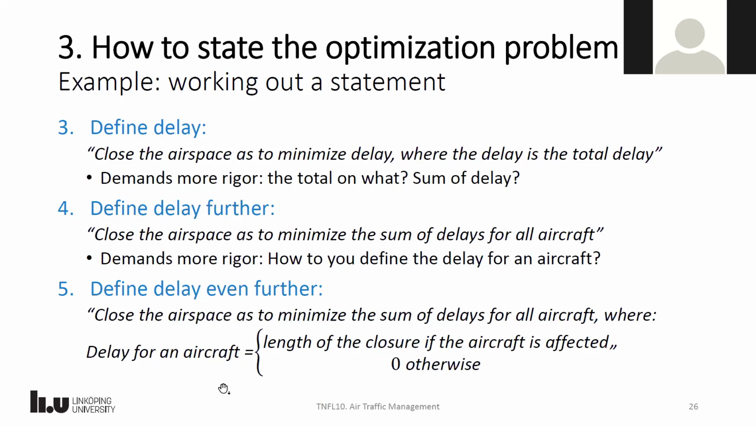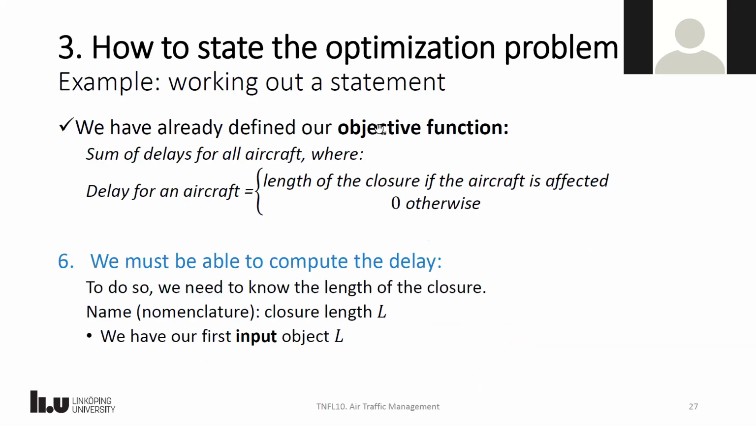So the delay for an aircraft, if it's affected by the closure, will be the length of the closure, or zero if it's not affected. Okay, so in here we can see that the objective function is taking a form that's very close to being completed. We can define an objective function as the sum of delays for an aircraft, where the delay of an aircraft is zero if it's not affected, and the length of the closure if it's affected by the closure of the airspace.